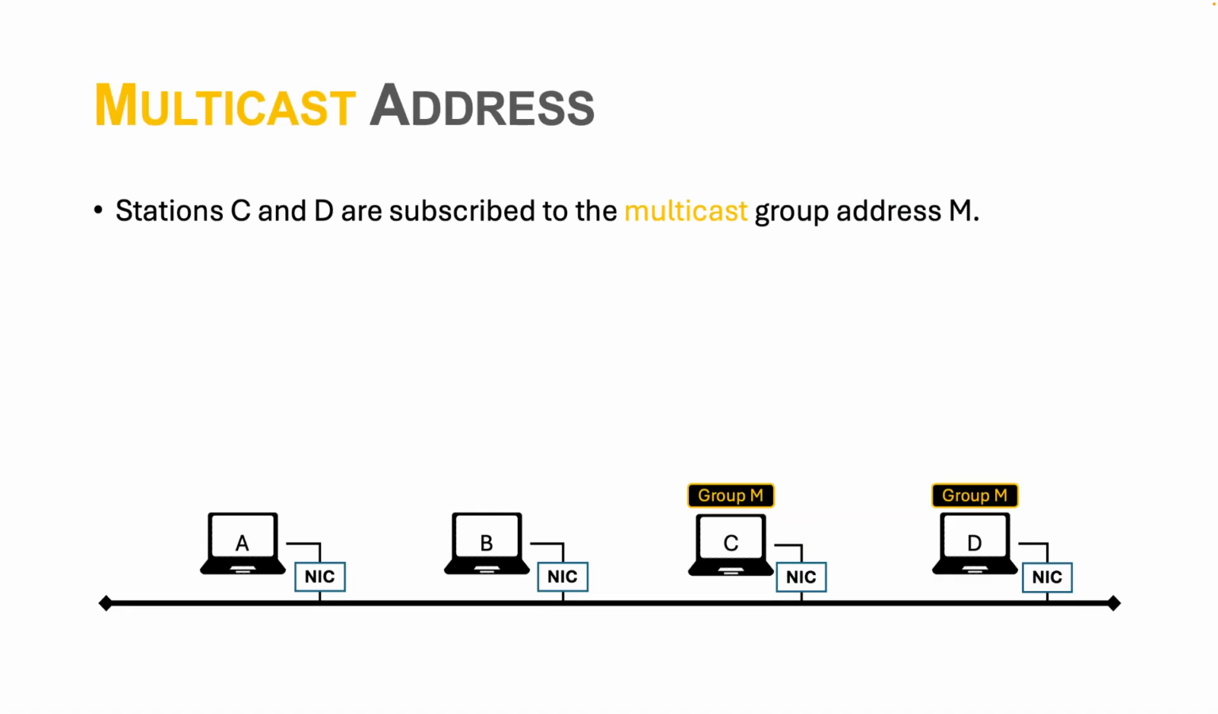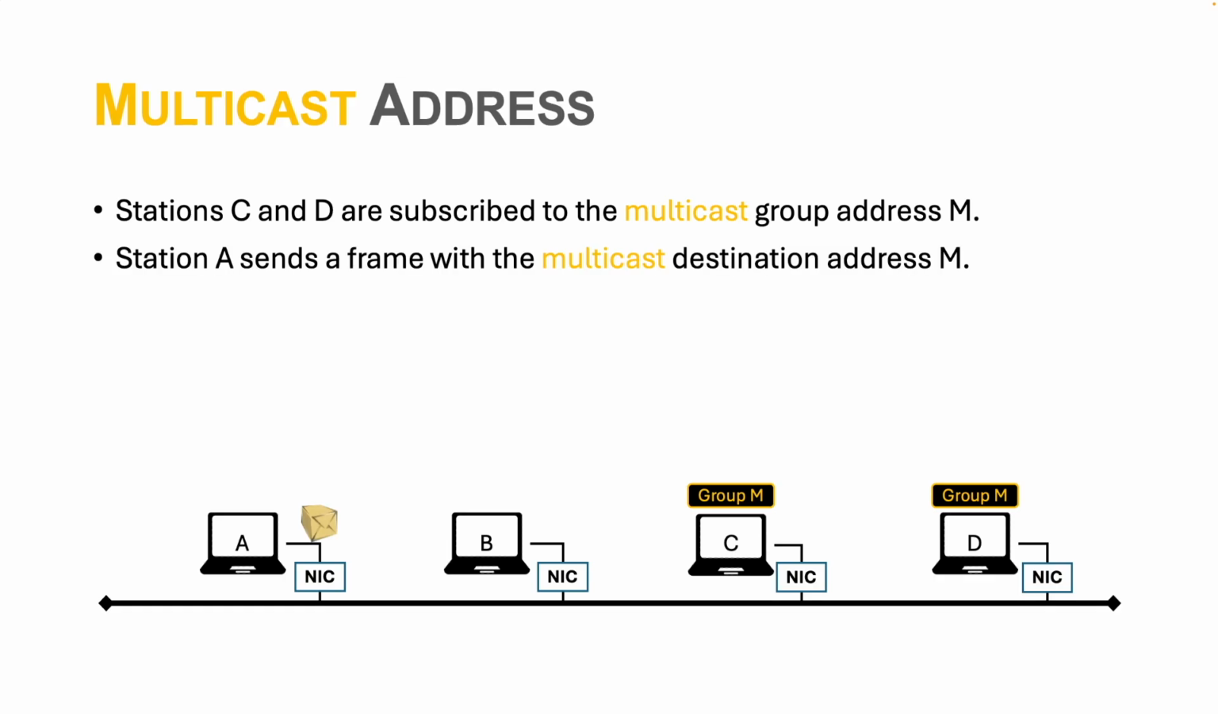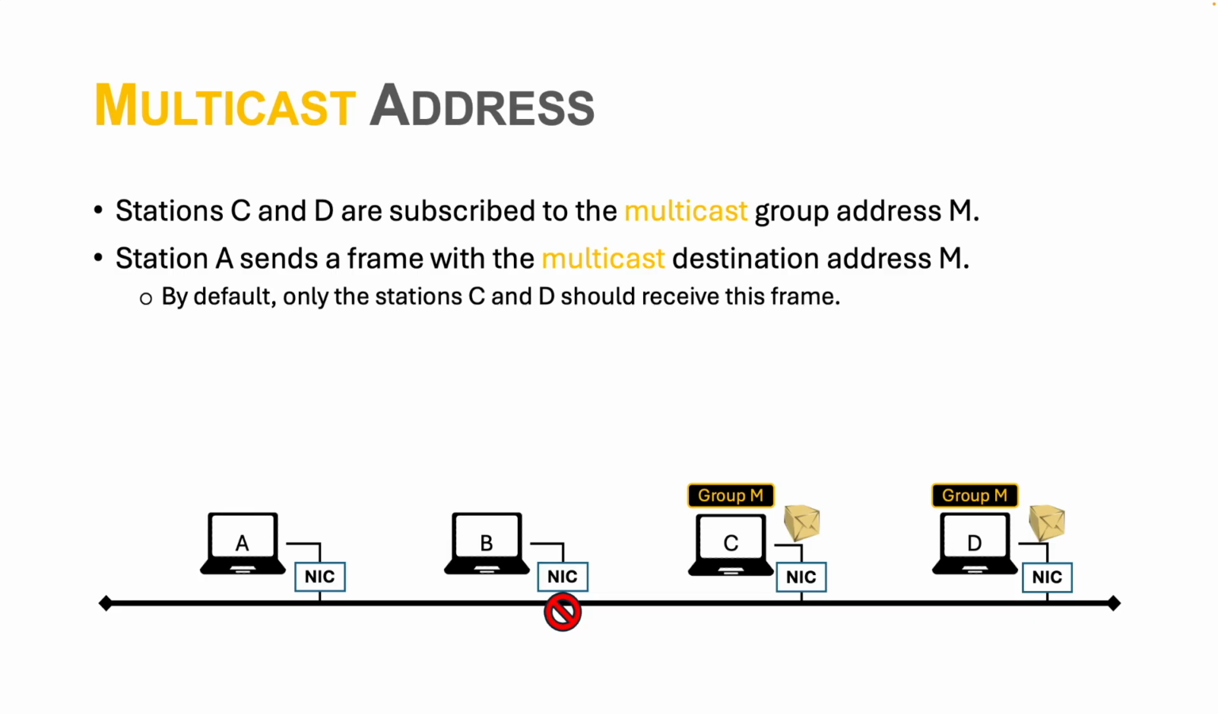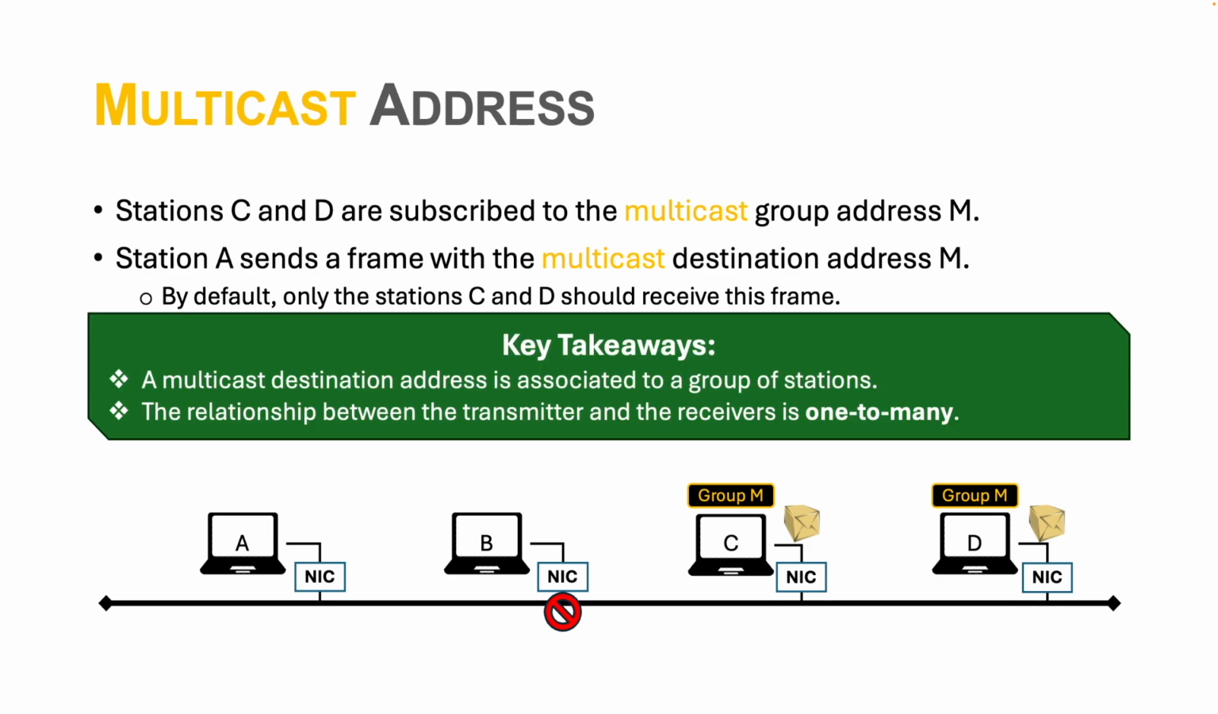Next, we have the multicast address example. Let's assume that stations C and D are subscribed to multicast group address M. Now, in this multicast case, when station A sends the frame with the multicast destination address M over the Ethernet cable, only the stations that have registered the multicast address M will receive the frame. Now, the key takeaway here is the following. A multicast destination address is associated with a group of stations, while the relationship between the transmitter and the receivers is one-to-many.